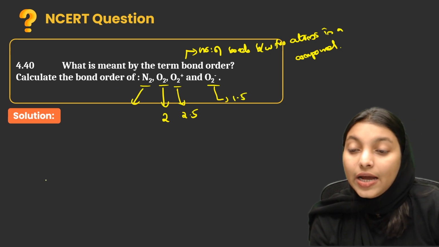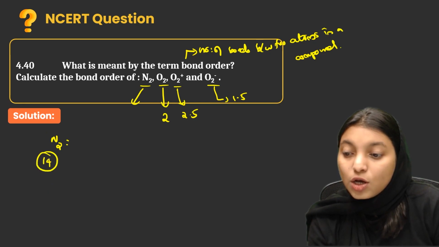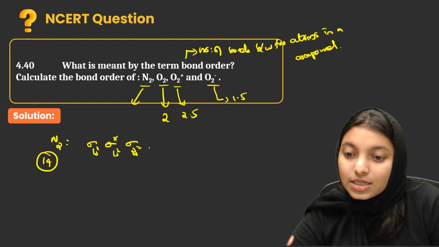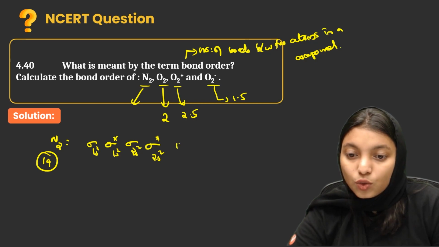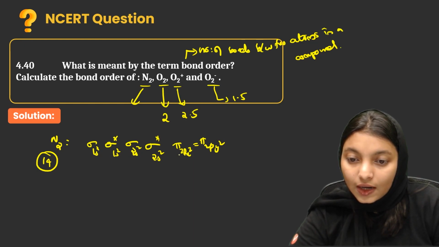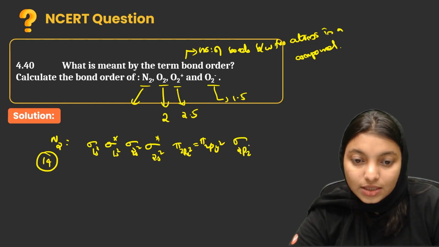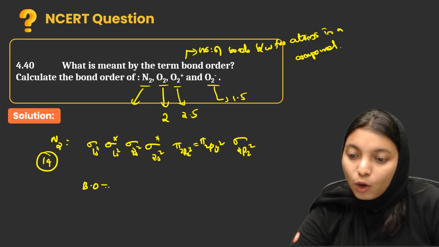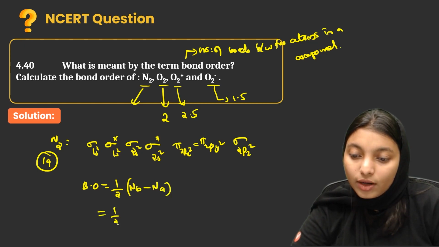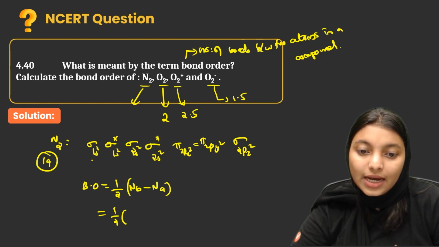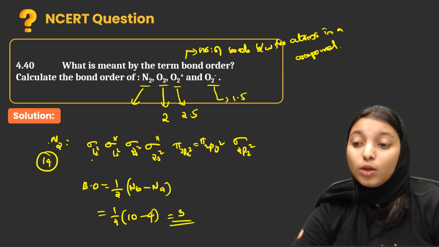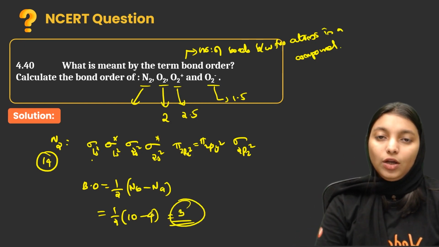Now, let's look at nitrogen. We know the number of electrons is 14. So the order will be sigma 1s2, sigma star 1s2, sigma 2s2, sigma star 2s2, pi 2px2 equal to pi 2py2, then we have sigma 2pz2. So the bond order is equal to half into number of electrons in bonding minus number of electrons in anti-bonding. It will be 10 minus 4, so 6 by 2, which is equal to 3. So the bond order of nitrogen is 3.